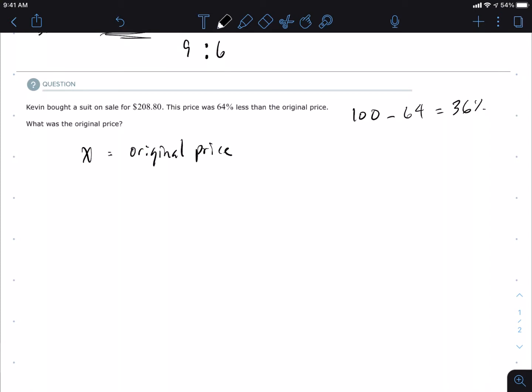Since it's a 64% discount, what we're paying of the original cost is only 36% of the original cost. Is that clear to you all? So then when we go to multiply, we take what we're actually paying, 36%, which as a decimal is 0.36, times X is equal to the sales price that we paid.